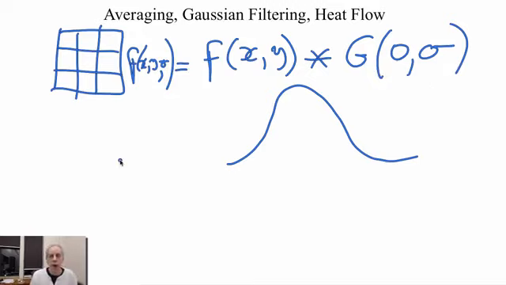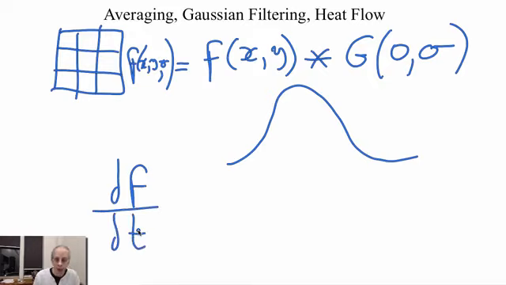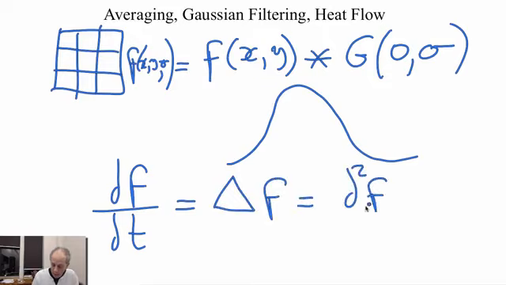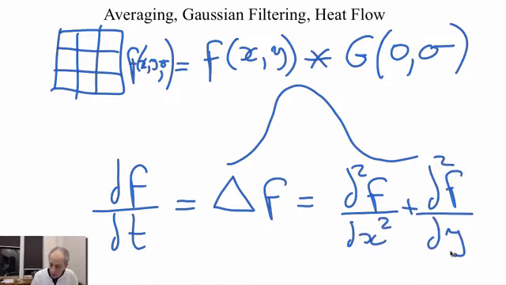You might remember what's called the heat flow. If not, I'm going to write it down and explain it to you, and I'm going to use the same notation on purpose. I'm going to write that the function f is changing in time, so I'm going to write the derivative. It's changing in time according to what's called the Laplacian of f, which is equal to the second derivative of f with respect to x plus the second derivative of f with respect to y.